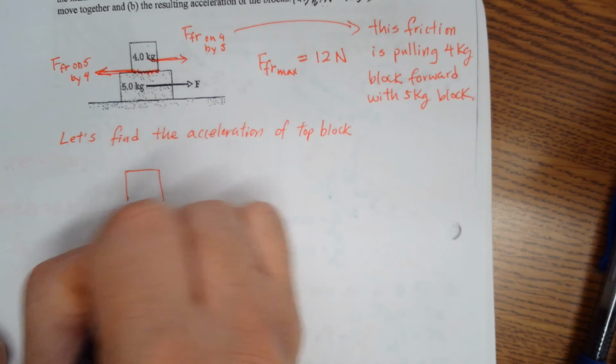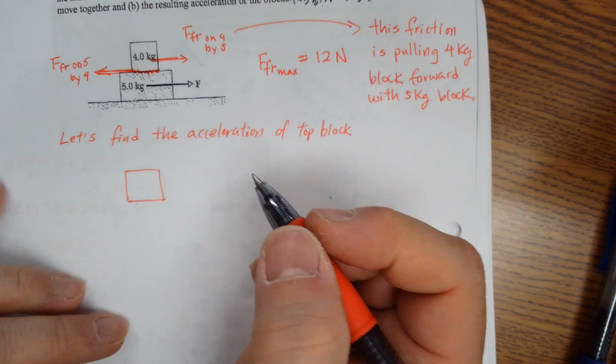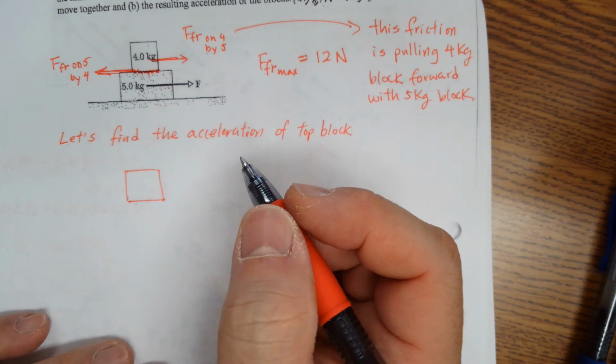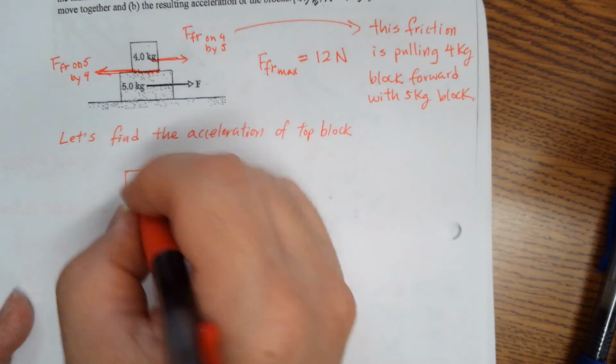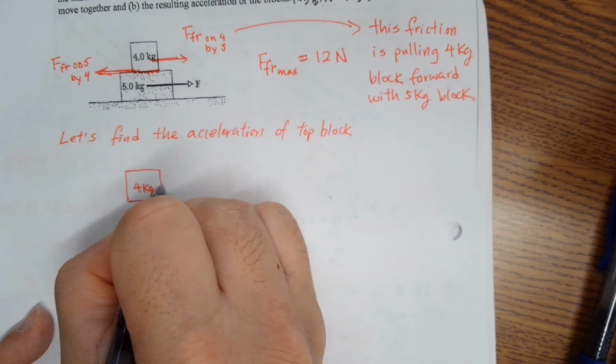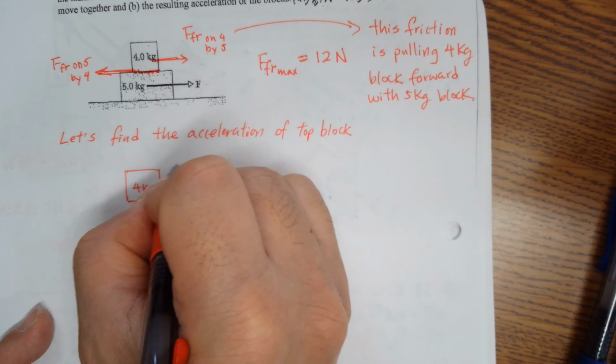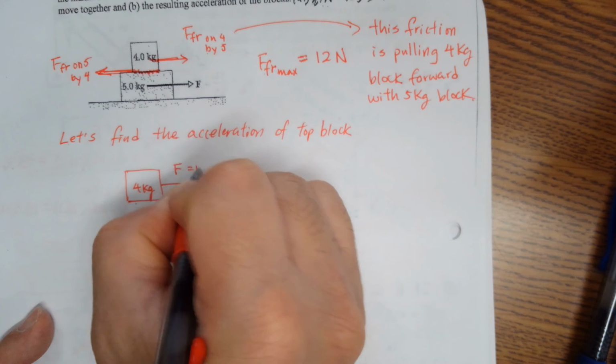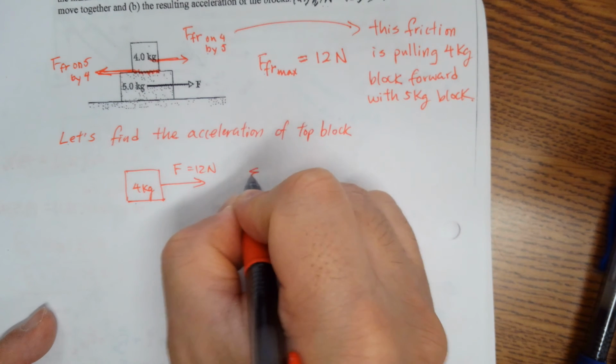So here, okay, we have 4 kilogram of mass being applied by force of 12 newtons. So F equals ma.